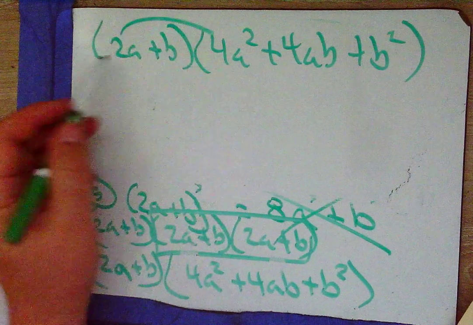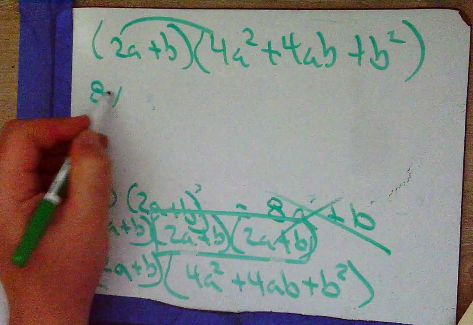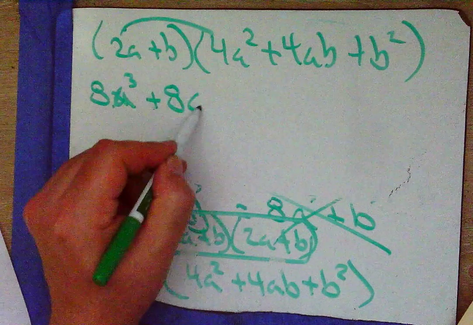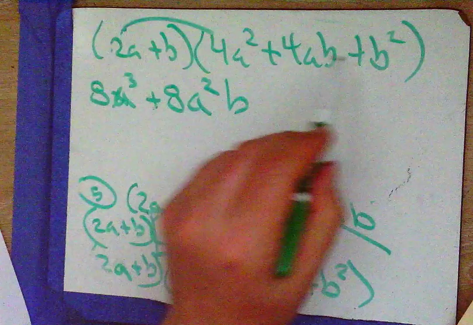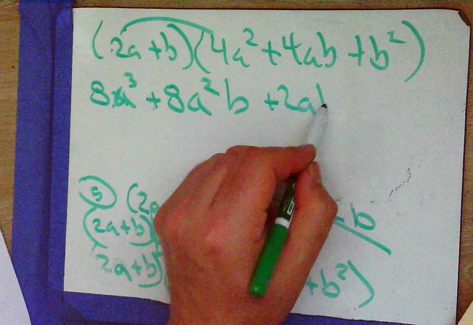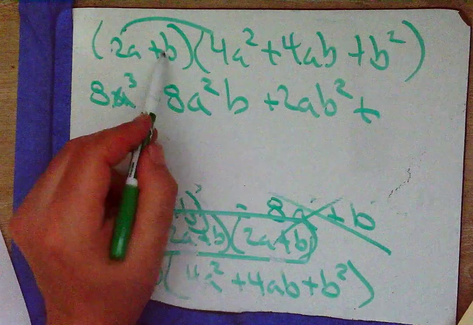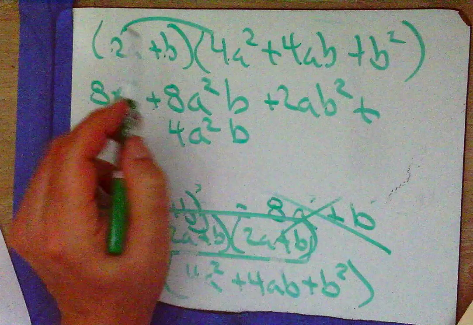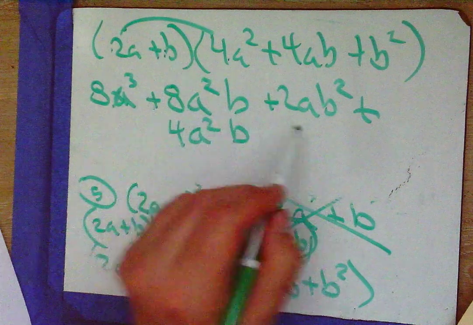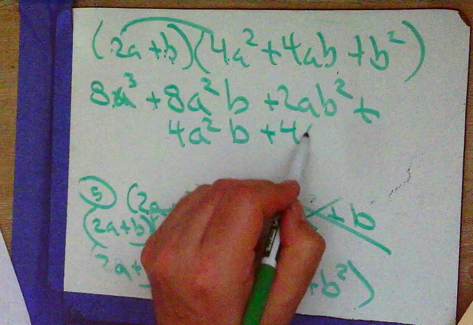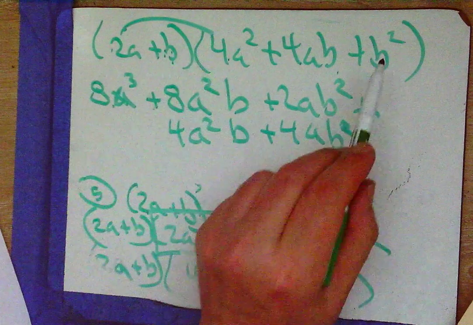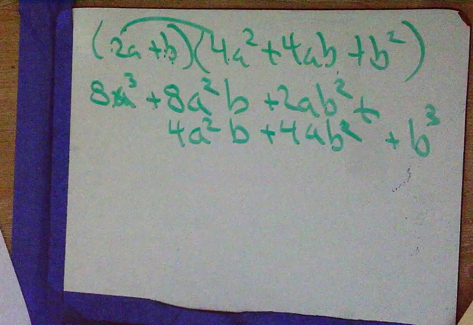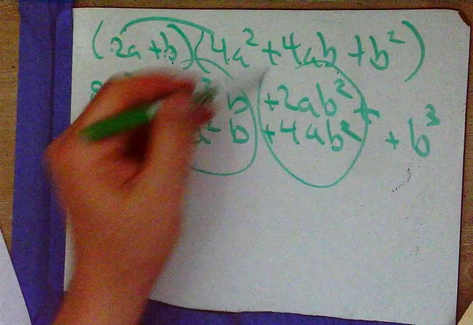So foiling. 2a times 4a squared will be 8a to the third. 2a times 4ab will be 8a squared b. 2a times b squared will just be 2ab squared. Plus, now I'm going to do b times 4a squared, and that's going to be 4a squared b. And then b times 4ab will be 4ab squared. And then b times b squared, so I'll end up with b to the third here.